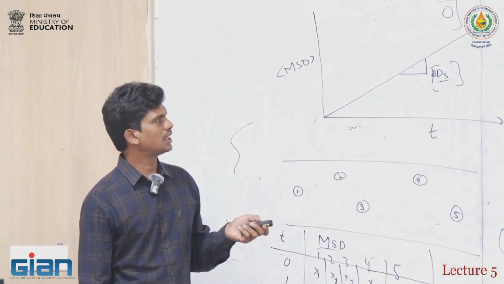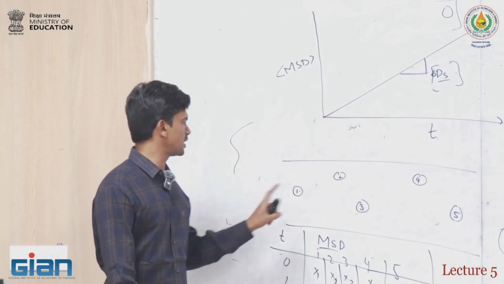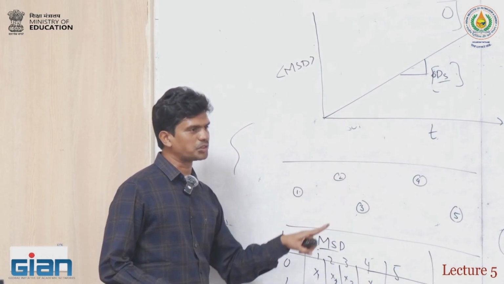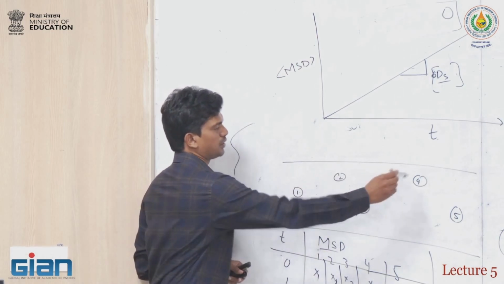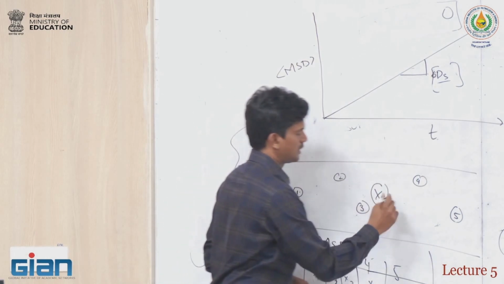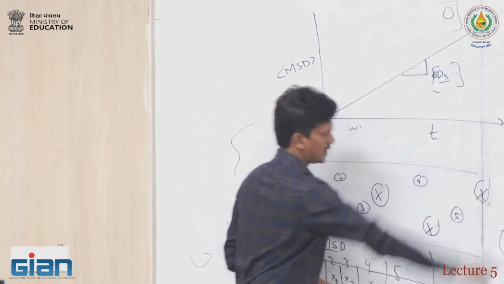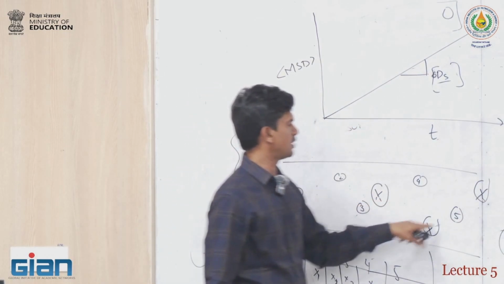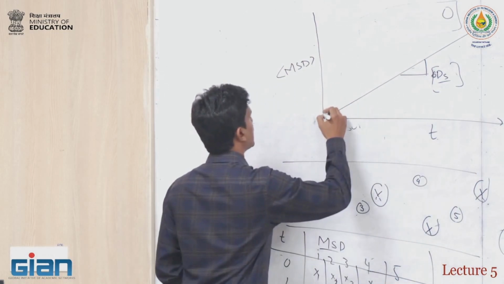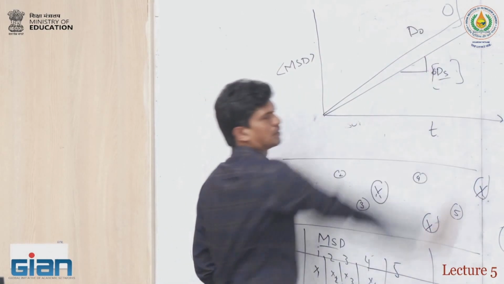The second one is the corrected diffusivity. Here, we will not monitor each molecule, but we will monitor the center of mass of all the molecules together. So it's like 1, 2, 3, 4, 5, and the center of mass is somewhere here. After some time, maybe the center of mass is here, and after some more time, here. So we calculate the center of mass of this system with respect to time. So we have only one, and we plot it, which will give you the D naught.